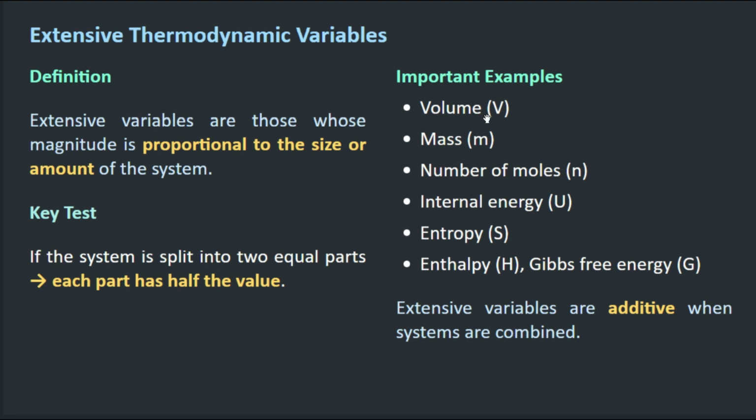For example, volume. If I cut the volume, it will become half, right? If I divide a system into two equal parts, the volume will be reduced. Of course, mass also will be reduced, number of moles will be reduced, and internal energy also will be reduced, because we are cutting the system into two equal parts. Entropy, enthalpy, all of this comes under extensive.